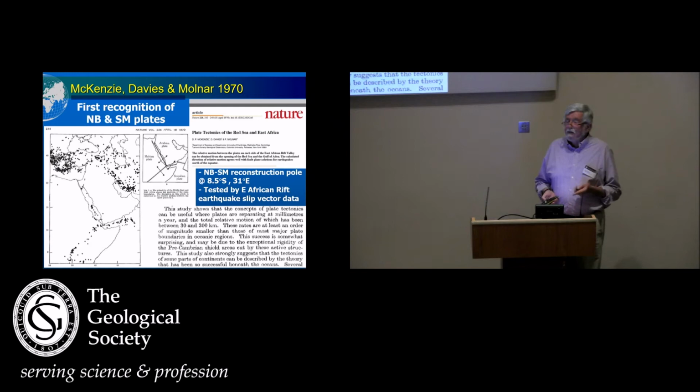So this is coming to the key point in 1970 now with this paper, and I've extracted the key diagram, the first definition of the Nubian and Somalian and Arabian plates around that triple junction. And of course, the use of earthquake slip vectors, rather few of them in this area, to define a pole of rotation between Nubia and Somalia.